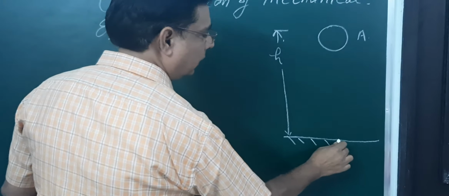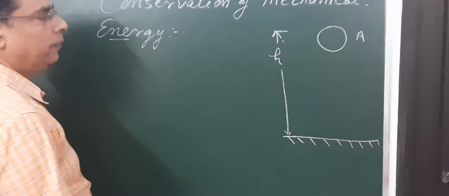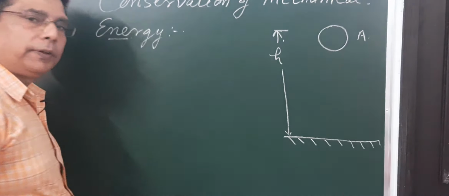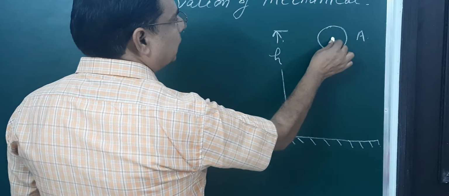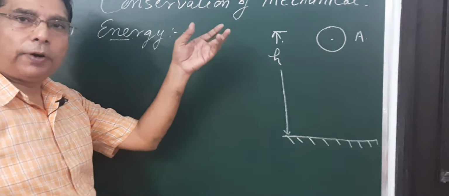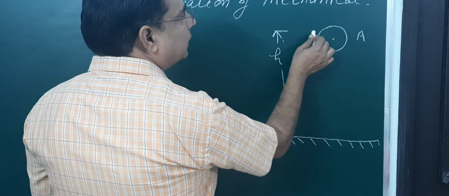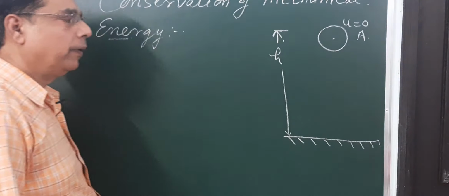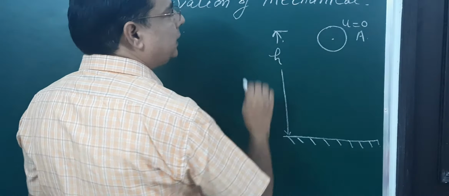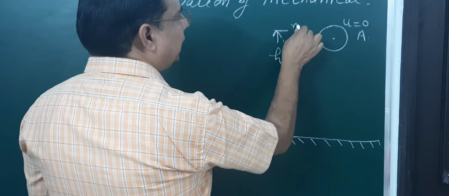this is the ground, and the ball is situated at this point A, and its height is h from the ground. At this point, as it is falling freely under the effect of gravity, its initial velocity u equal to 0, and its potential energy at this point will be equal to mgh.